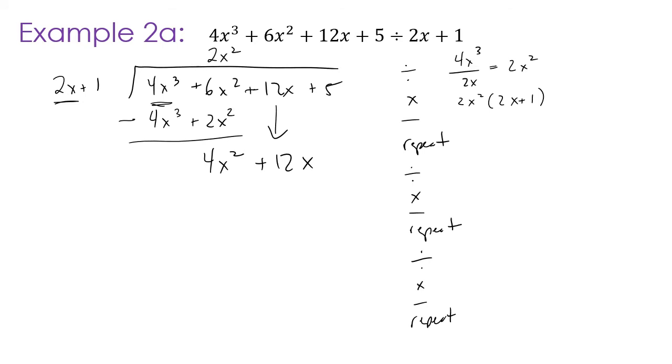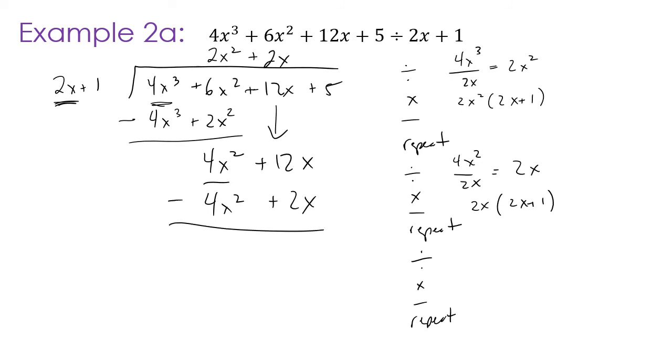So divide. What do we divide? 4x squared divided by 2x, which leaves us with 2x, and that goes above the x column. Now we multiply. What you just got, 2x times 2x plus 1, which gives us 4x squared plus 2x. Subtract 4x squared minus 4x squared. It's gone as it should be. 12 minus 2 is 10. Bring down the 5. Now we're ready to repeat the process again.